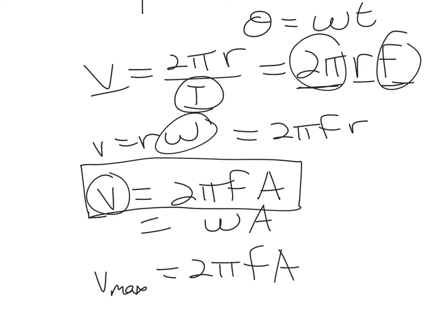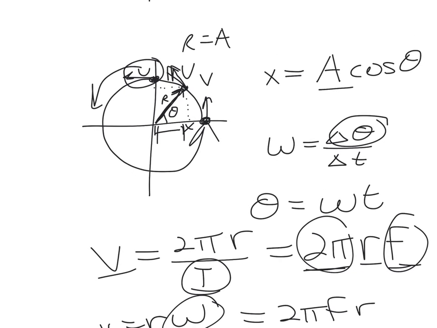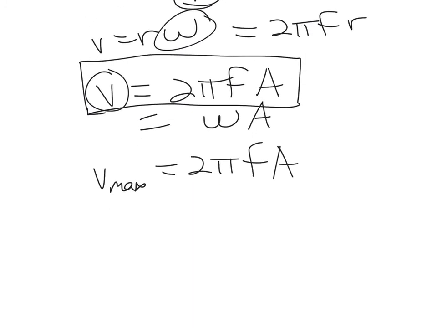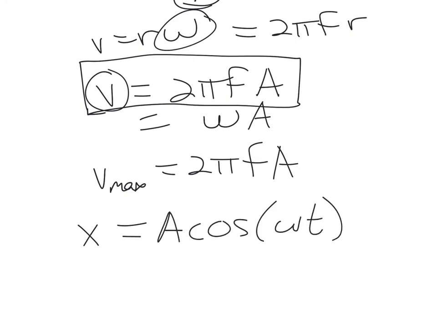So I think we have one more thing to do here. I'm just going to go back up here to x equals A cosine theta, and I'm going to substitute in omega t for theta. And you'll see why. So x is going to be equal to A cosine. Instead of theta, I'm going to put omega t. But instead of omega, I'm going to put 2 pi f. So x equals A cosine 2 pi f t.